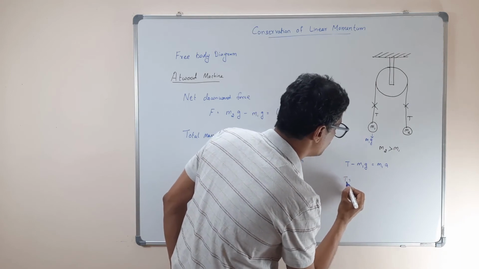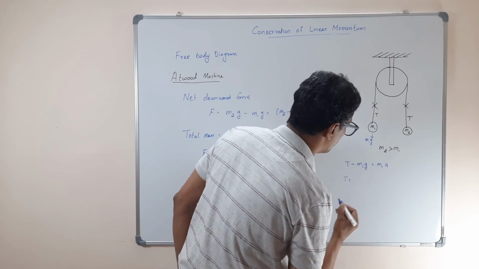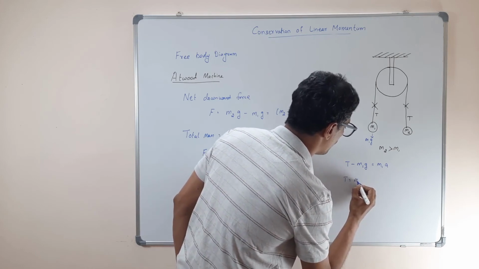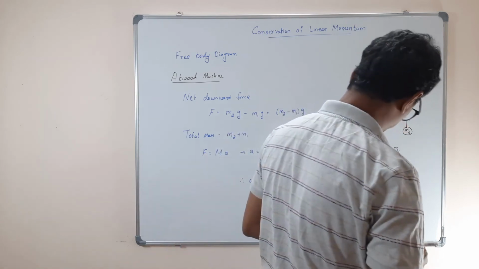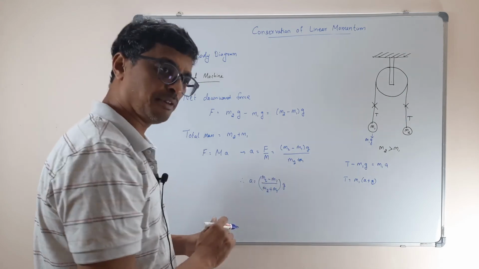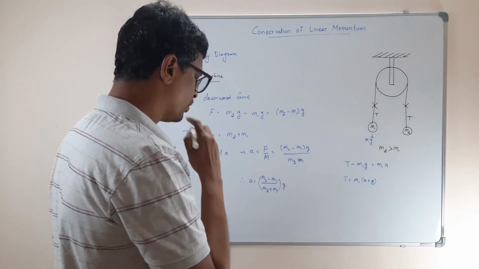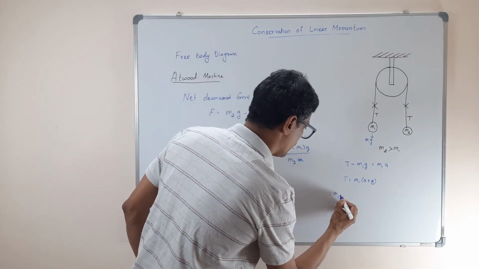T is equal to M1A plus M1G. Take M1 common, na? M1 into A plus G. A we can substitute from there. Correct. A you can substitute from there. So you can go and do it out, whatever it is. Okay. So you can do it out. So you want to do that? So tell me. M1 into A.